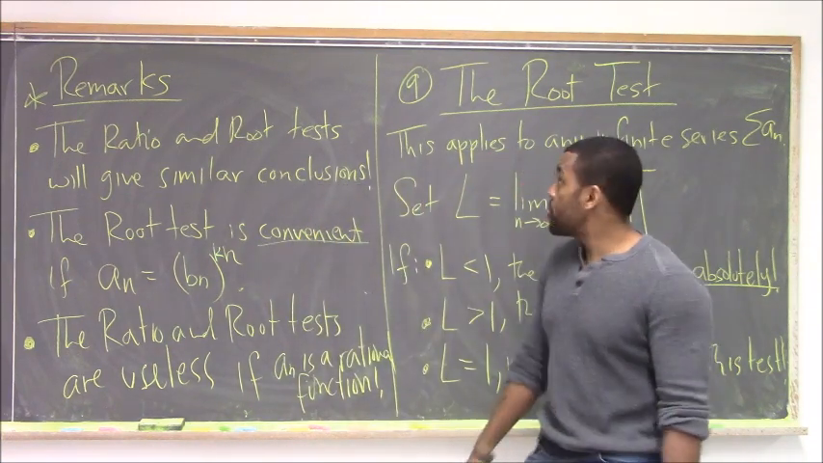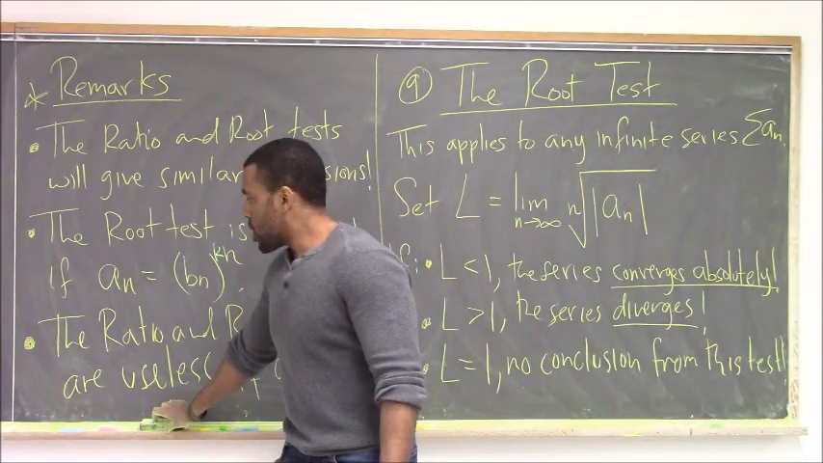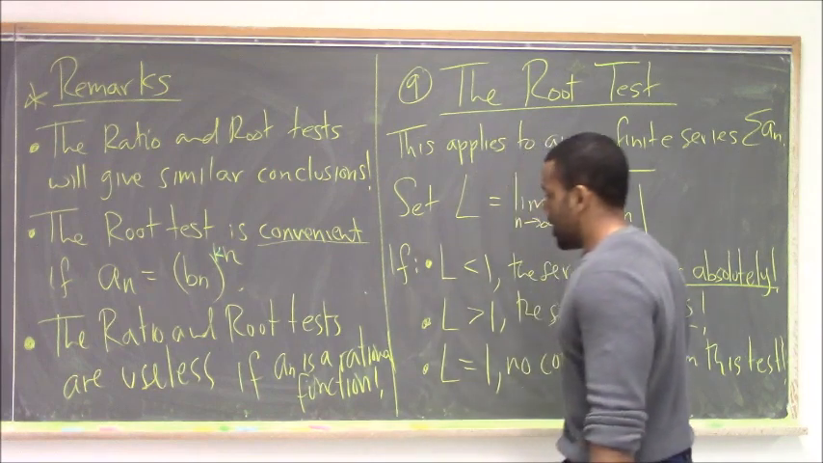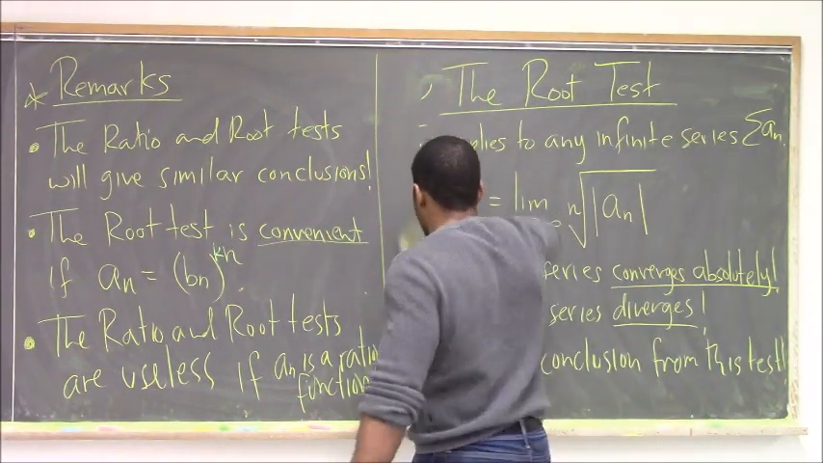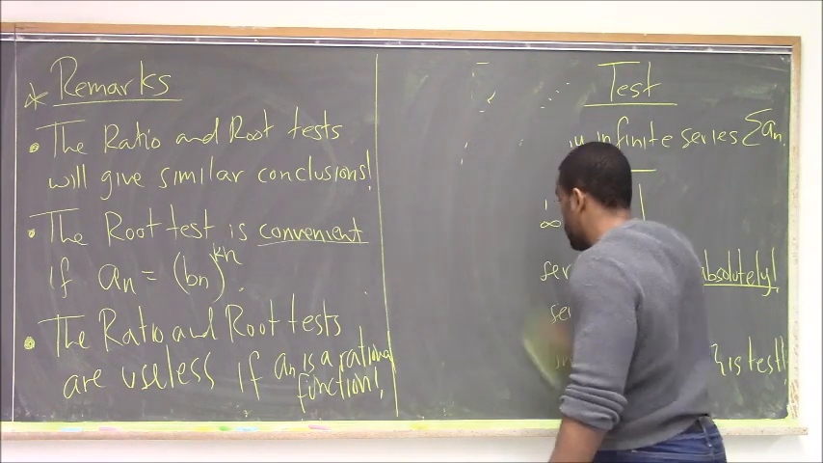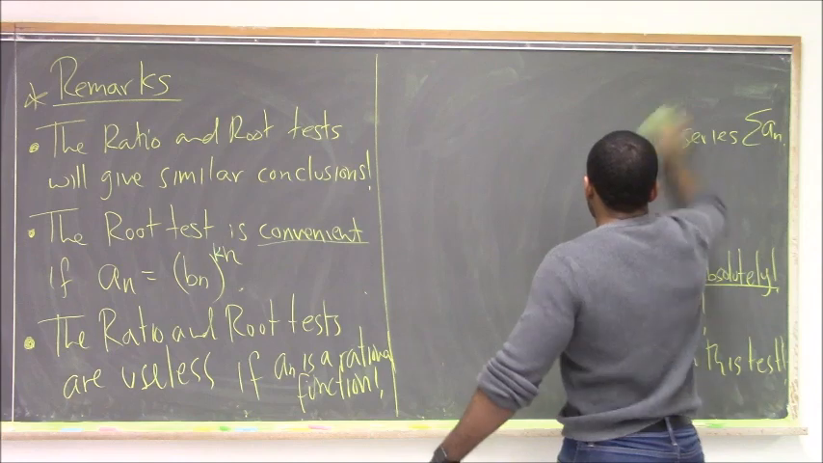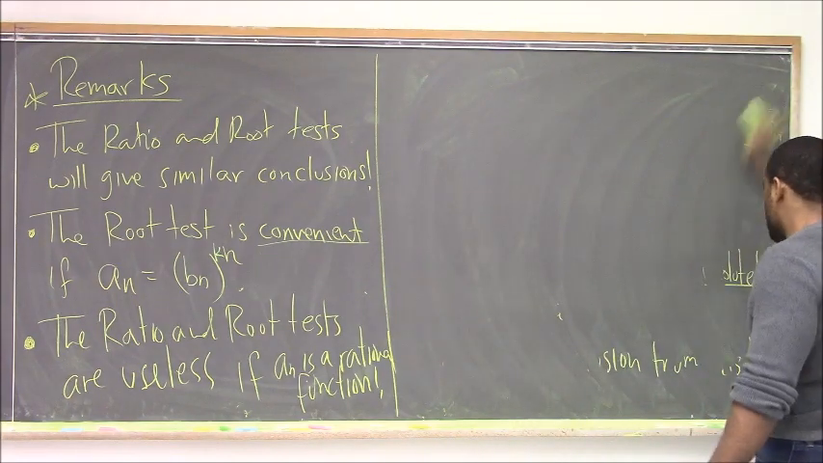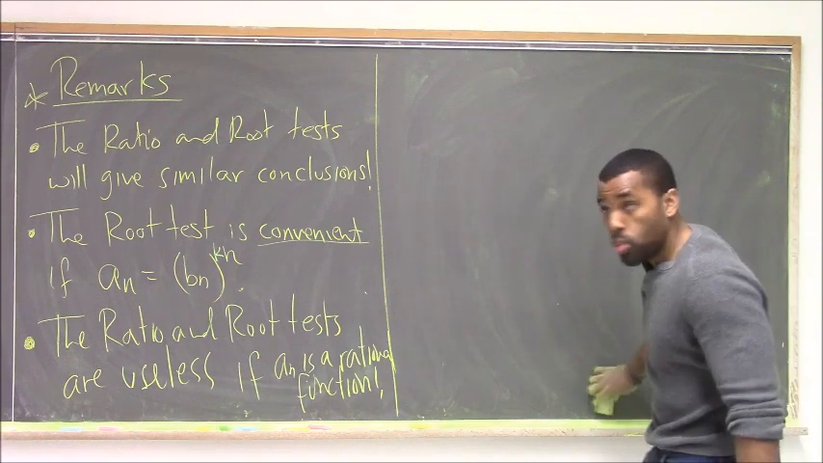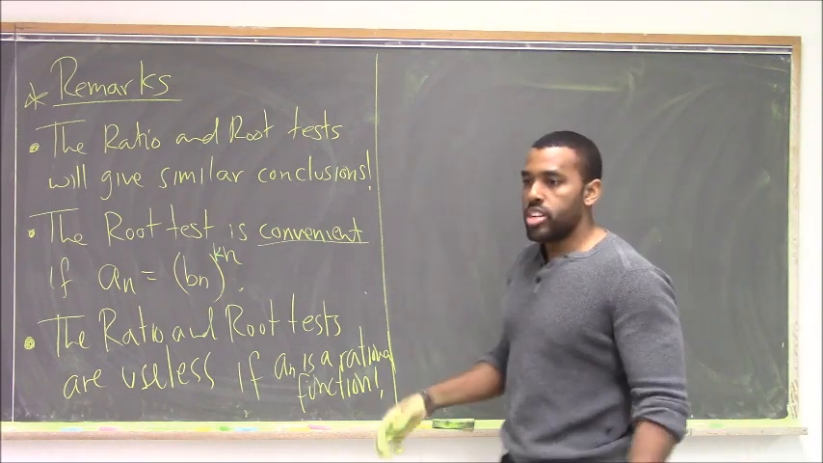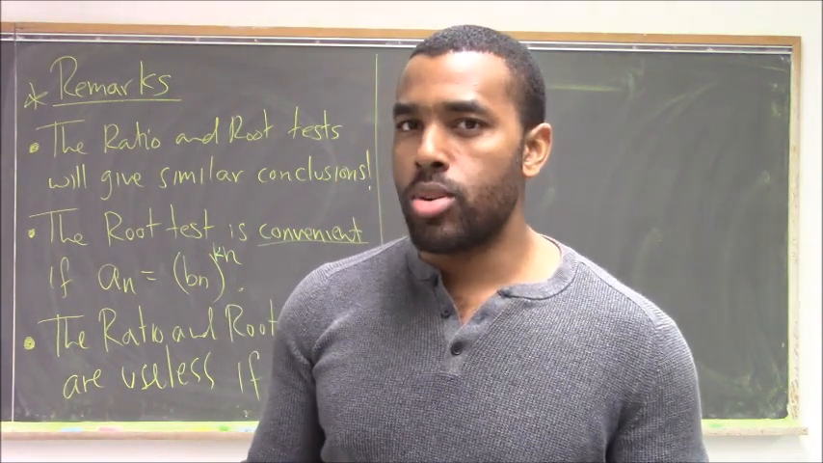It turns out that if you have a series that is a rational function, you are going to get an inconclusive result, whether you use the ratio test or the root test. The ratio test is easier to see this, because notice what's going to happen. If you take the ratio a_{n+1} over a_n, well, you're just taking a polynomial. You're replacing all n's with n plus 1's. The degree is not going to change.